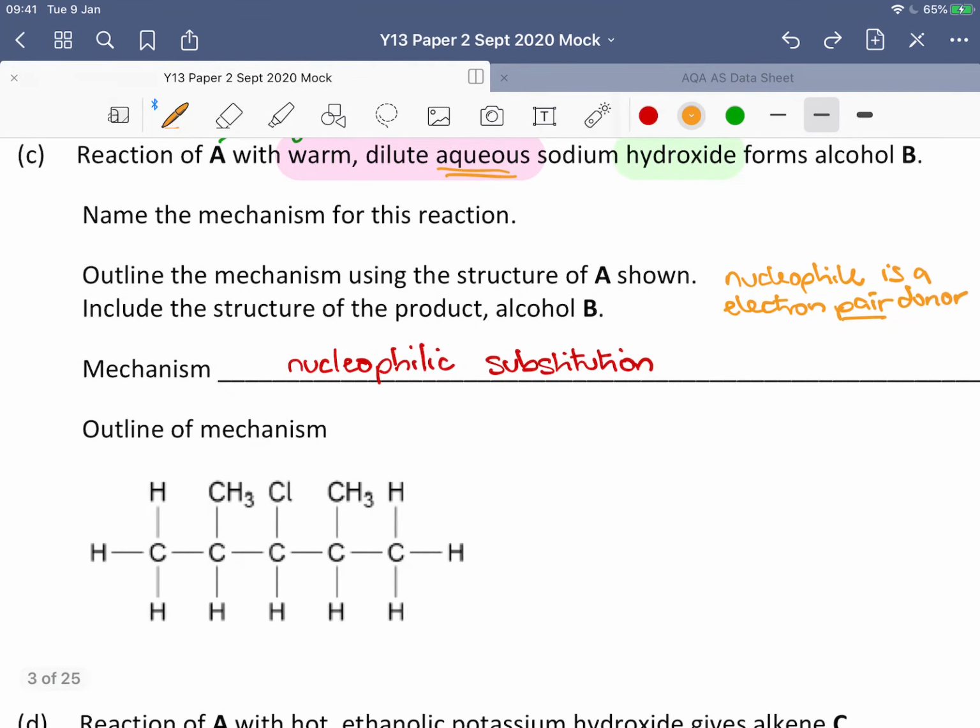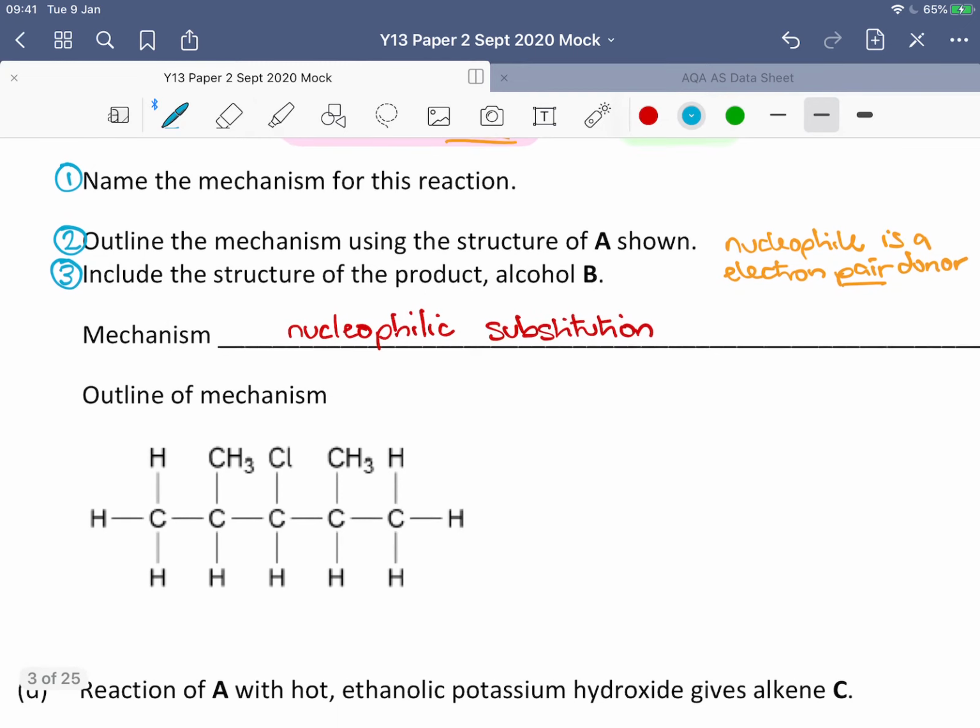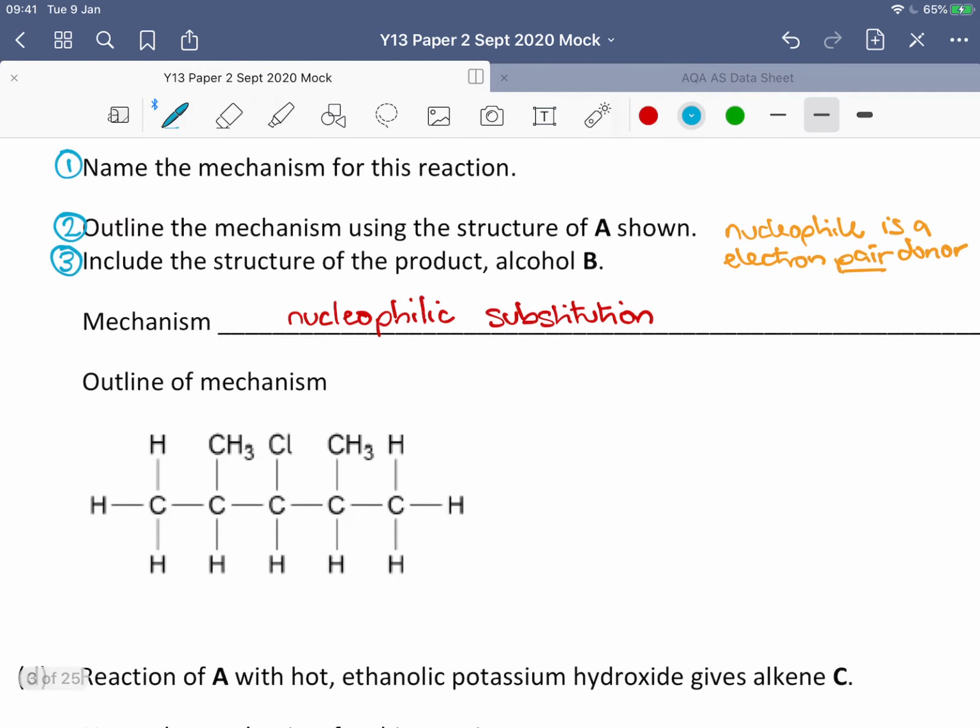So thinking also about how you're approaching these questions, a useful thing to do is to number the things that you're having to do. All right. And then I'm just going to put a 3 here. So although it says include, it is making it clear. It's not always the case that you have to include the structure of the product in reaction mechanisms in exams. So I'm going to make sure that's clear. So anyway, we're going to outline the mechanism. Now, it's nucleophilic substitution. So substitution says we're replacing something. So we're going to be replacing the chlorine, so it must be about the carbon that the chlorine is attached to.